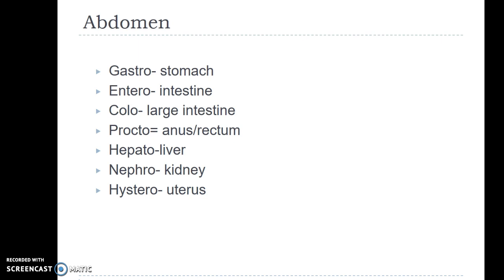Hepato is liver. Nephro is kidney. So nephritis is inflammation of the kidneys. I know I'm going with itis, but those are usually the easier ones to do. And hystero is uterus. So hysterectomy is where you remove the uterus. So if you can understand what part of the body we're talking about with these root words, then you'll be able to look at the prefixes or the suffixes and determine what's going on.